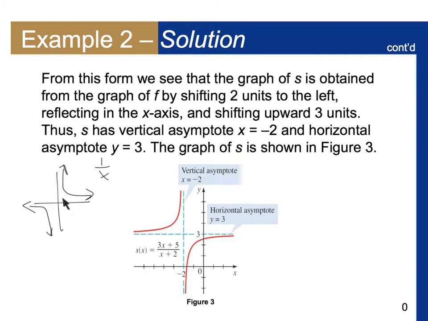So basically what we're doing is we're starting with our 1 over x. We're going to shift it to the left. So we're going to have this. There's our minus 2. So we shift it to the left, minus 2 there. This is an asymptote, a horizontal asymptote. So it goes like that.